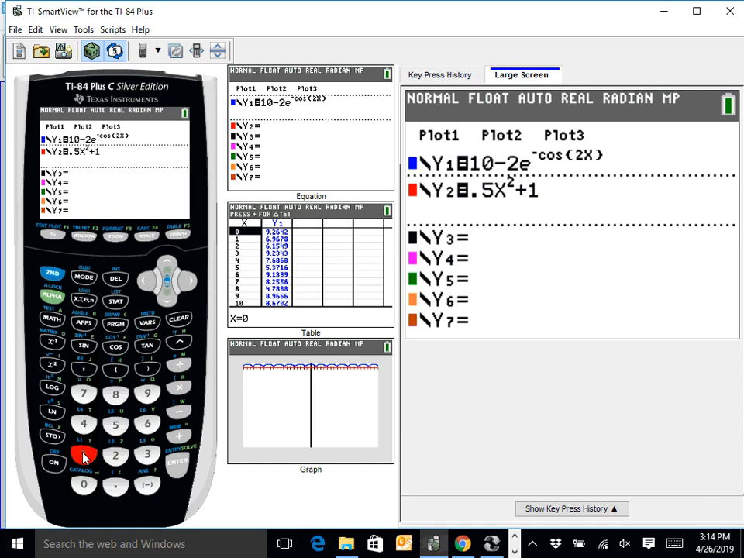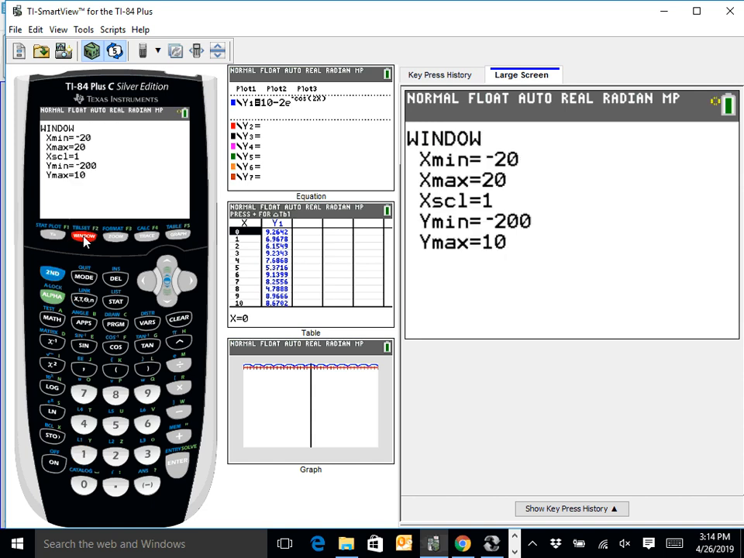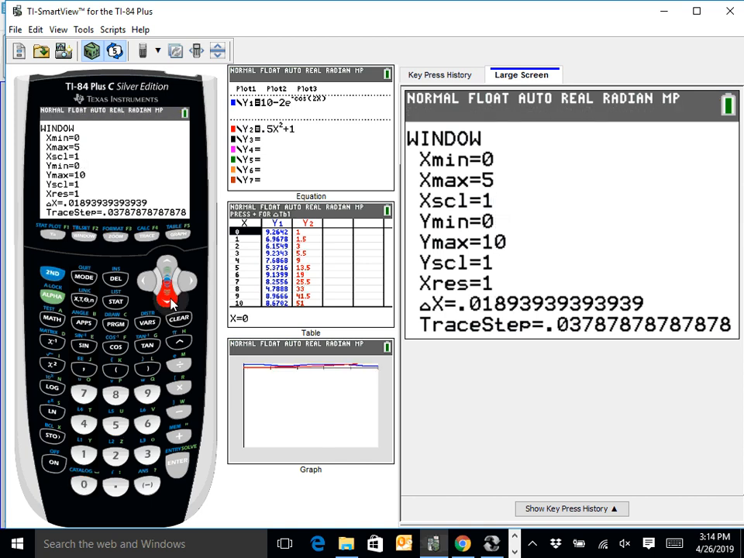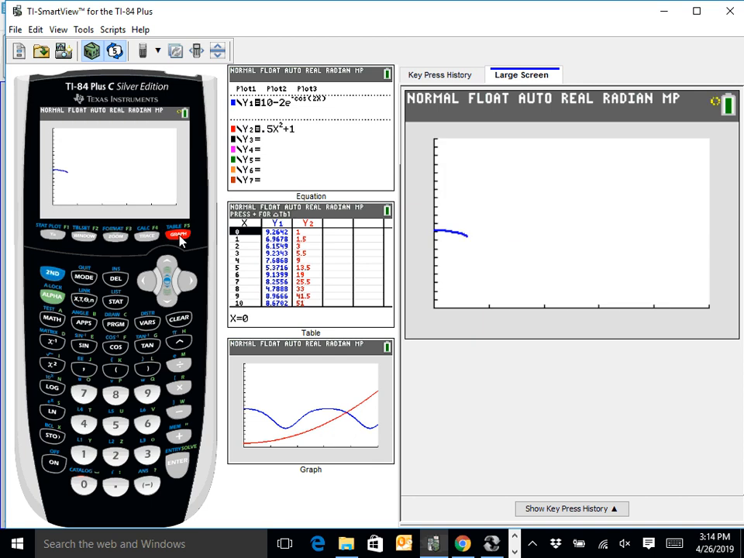I know my window should be from 0 to 5 on the x. And so I'll do 0 to 5 here. And maybe I'll do 0 to 20 here. Okay, the first one I typed in was my rate in. So when I hit graph here, it's going to show my rate in first. There's my rate in. And there's my rate out.